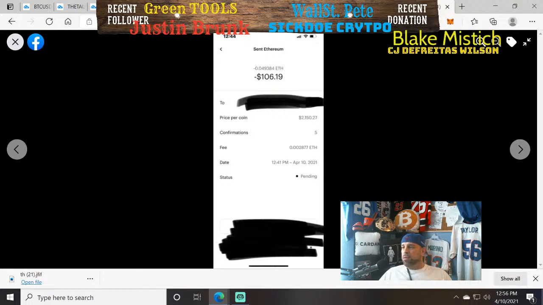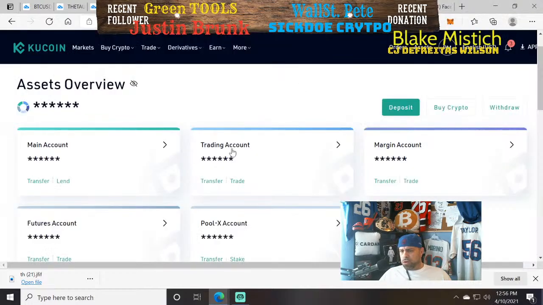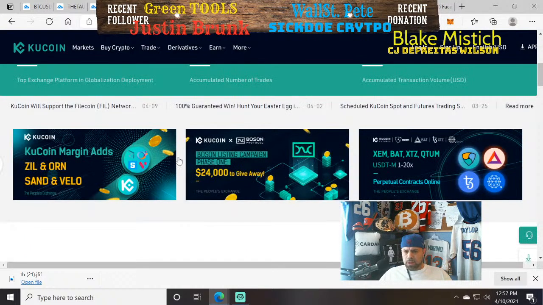So now when you transfer the money over, it's really hard. You're going to have to do a QR code. You'll take a copy, and you'll send the QR code to your KuCoin. Then it goes into your Ethereum account, which is in your main. There's a main, a trade, a margin, a futures, and a pools. It probably looks something like this.